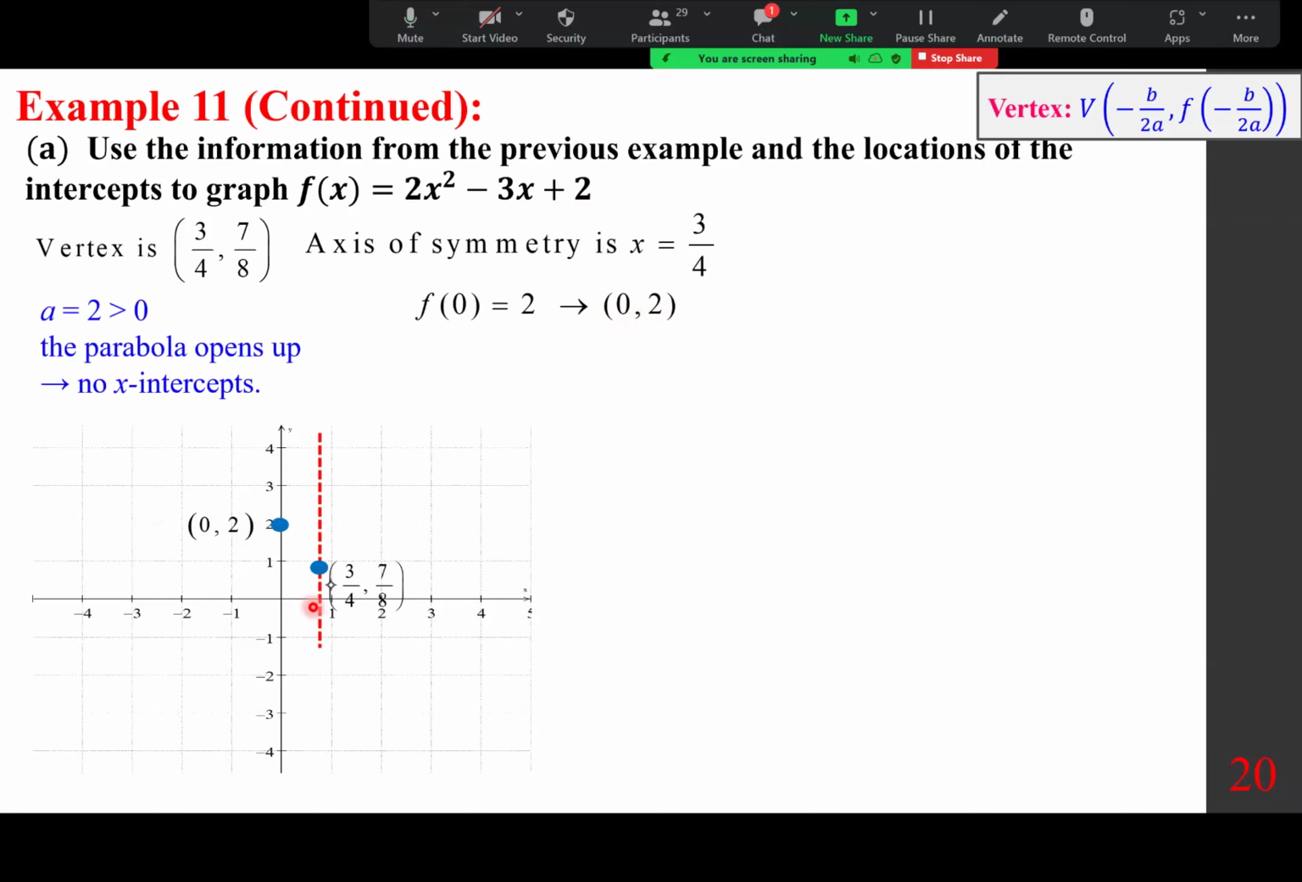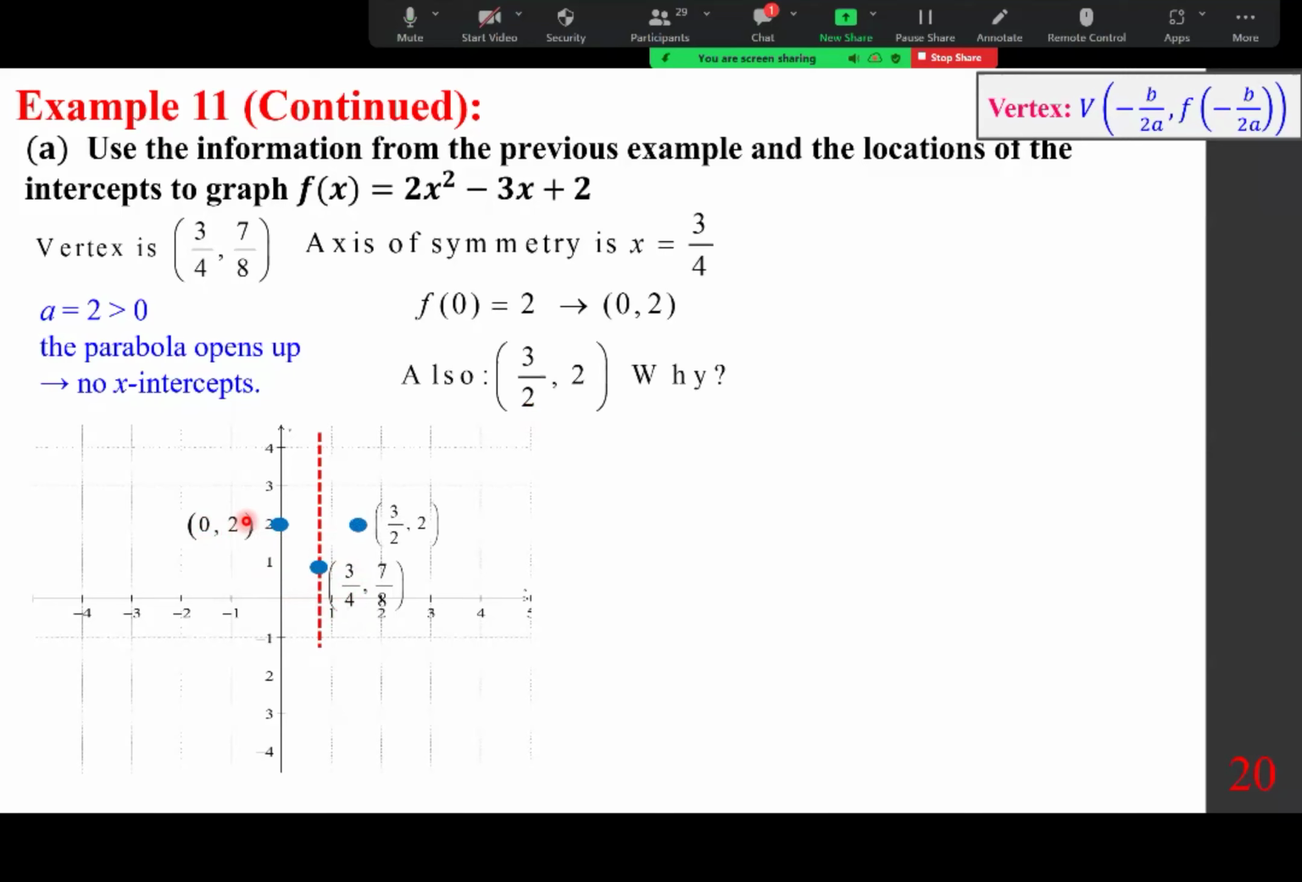If this is 0, 2, and look, this distance, everybody, is 3/4, right? So by symmetry, if I go 3/4 to the right of the vertex, I get the same y coordinate. So 3/4, I add 3/4, I get 6/4, or 3/2. So please understand how we got that. This distance is 3/4. Why is this distance 3/4? Because the x coordinate of the vertex is 3/4 and we go from 0 to 2. So it's another one.